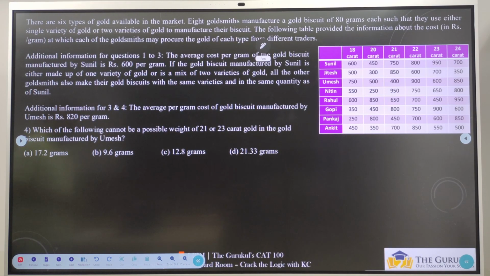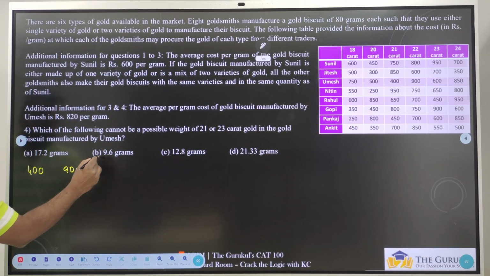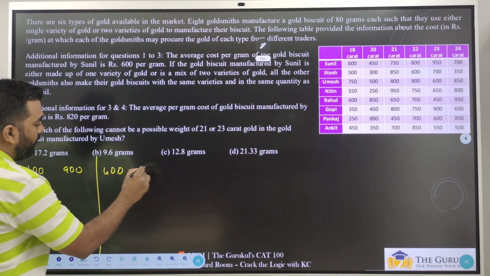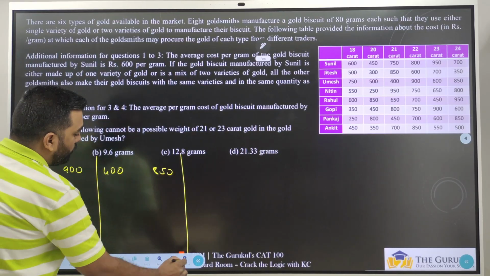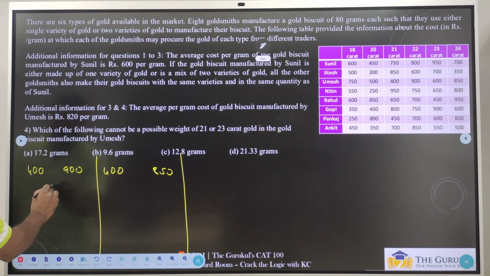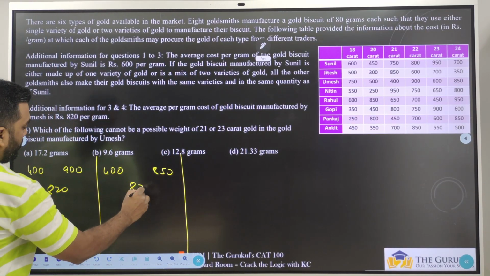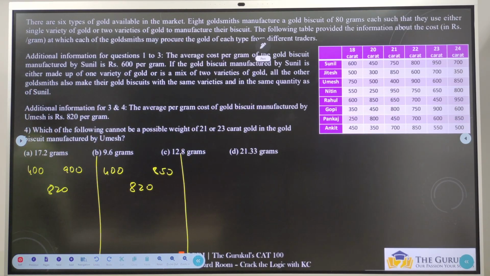So with 21, that is 400 grams. What can be the possibility? I can take 400 grams and 900 grams, or 400 grams and 850 grams. These are the only two possibilities. These two will definitely give me 820 in the center. In which ratio we will calculate later.